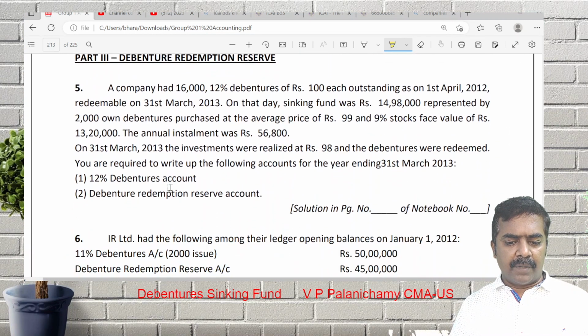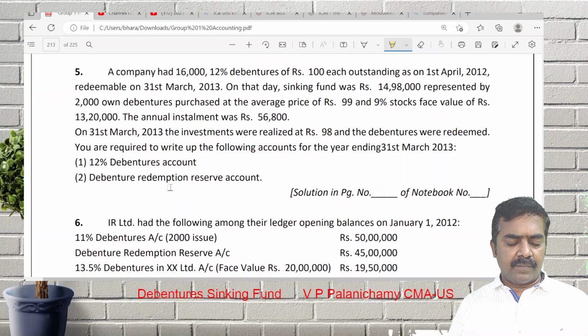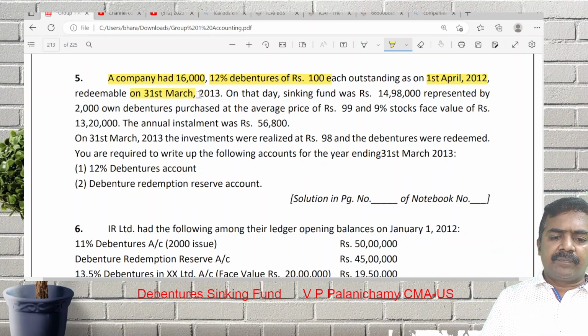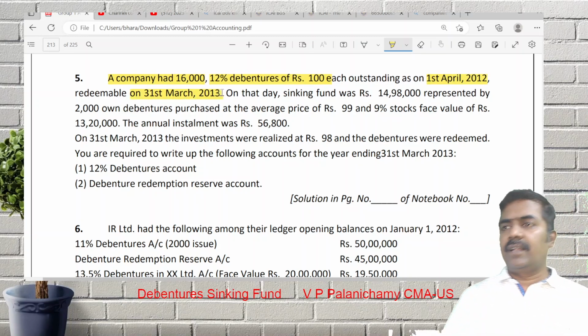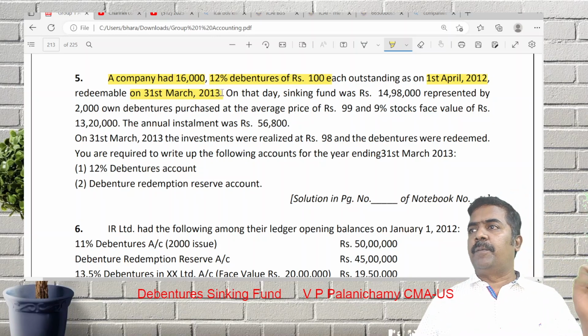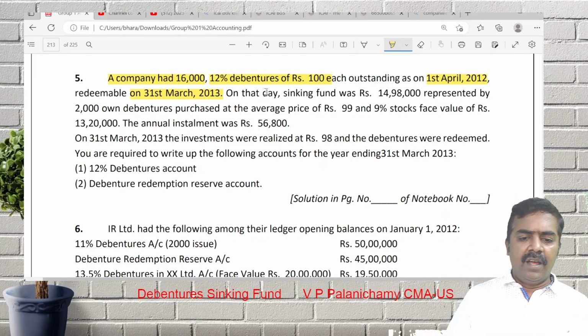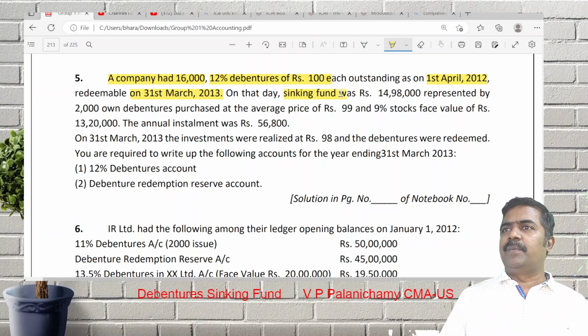Go to the next question. One of the most important questions from the exam point of view. A company had 16,000 12% debentures of 100 each outstanding on 1st April 2012, redeemable on 31st March 2013. Which means we are given the opening balance, and you have to redeem at the end of the year. On that day, sinking fund is nothing but debenture redemption reserve.